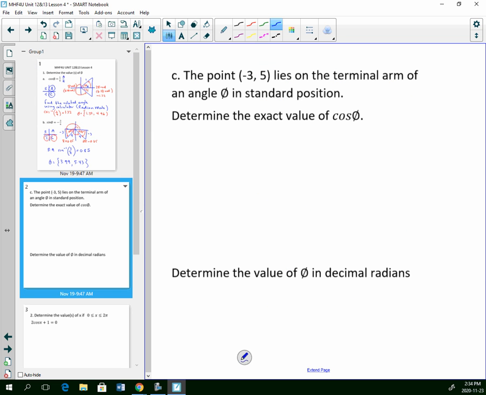Okay, some questions might give you your angle with a point. There are some questions that say you have a point on the terminal arm of an angle in standard position. Standard position means going in the positive direction, so counterclockwise, without going around more than once. So just in one rotation. That's what standard position means. Determine the exact value of cosine theta. So I'm going to plot the point -3,5. So -3,5 would be over here, and that lies on the terminal arm.